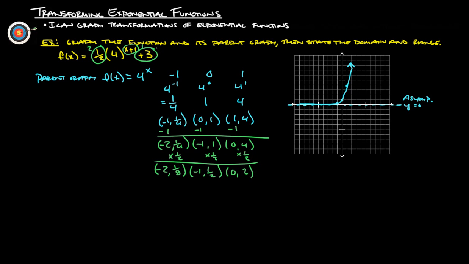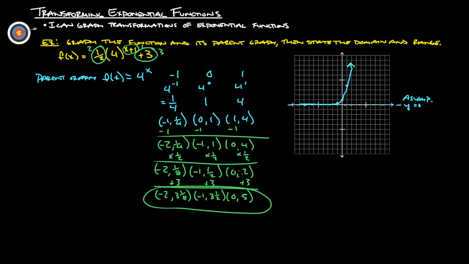And then the third and last thing we always do is we're going to add 3 to all the y's. So +3, +3, and +3. -2, 1/8 plus 3 is 3 1/8. And we got -1, and then 1/2 plus 3 is 3 1/2. And we got 0, and 2 plus 3 is 5. So now we have our points that we're going to plot.